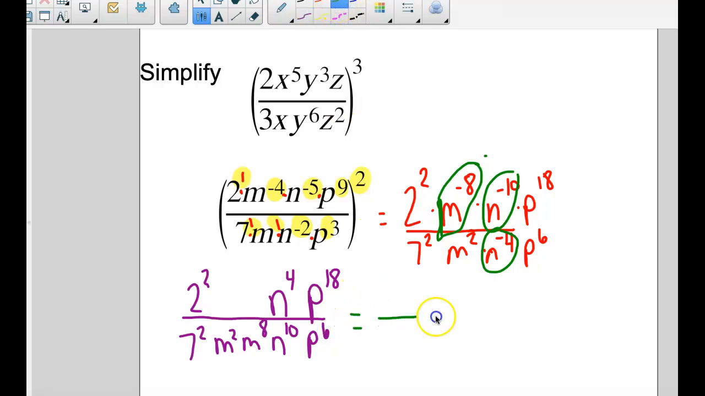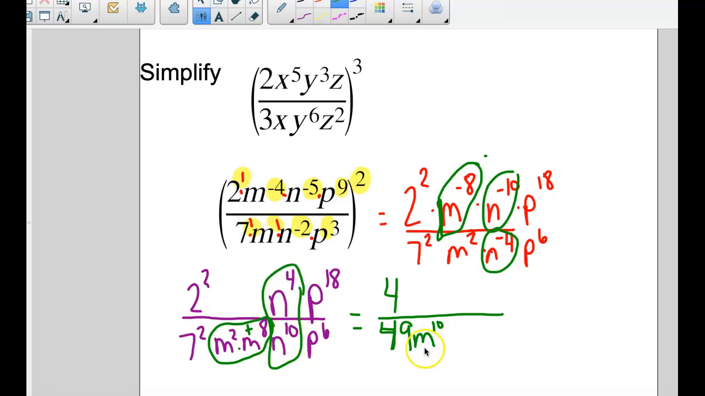And then I can simplify my last parts, right? 2 to the 2nd is 4. 7 to the 2nd is 49. My m's both down here is a multiplication, so I'm going to add those, and I'd have m to the 10th. For my n's, right, my n's are a division. Because it's a division, I'm going to subtract, and when I subtract, I put it where the bigger number is, so it's going to be 6 on the bottom. When I subtract my p's, 18 minus 6 is 12, so my p to the 12th goes up there on top. Done. I can't even simplify 4 and 49, right?